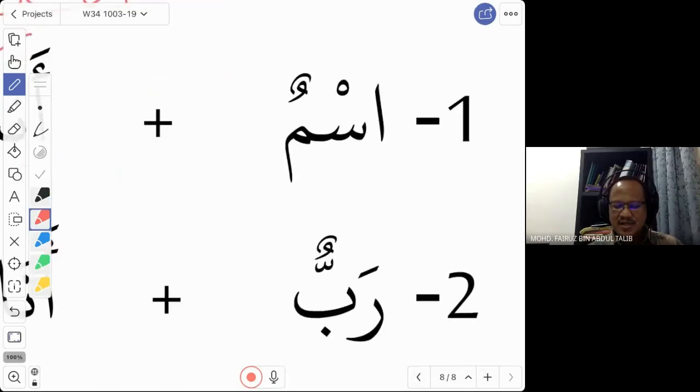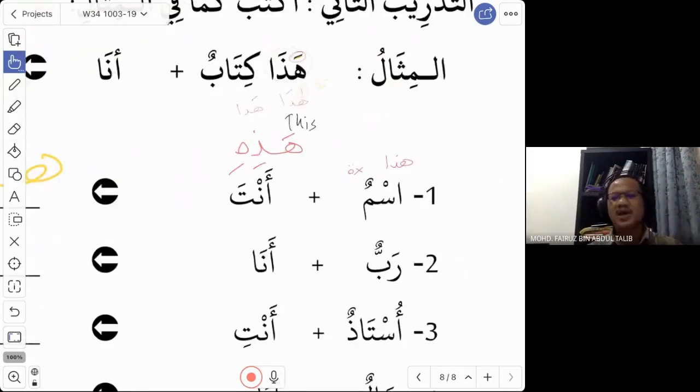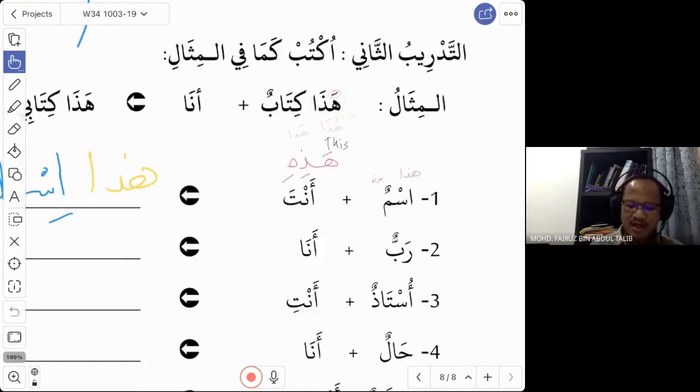You look at the word ism. Do you see any ta? No. No ta. So since there is no ta, we say haza. For example, you want to say this is your name. Haza ismi. We say haza ismi. Good. This is my name, or this is your name, haza ismuka. Okay. Now we go to the next one.